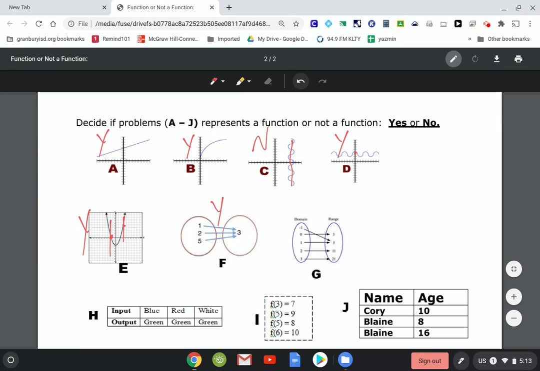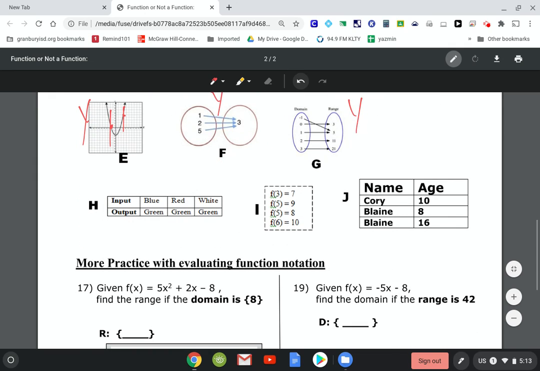Let's take a look at letter G. We have (-1, 5) as an ordered pair. Then we have (0, 3), (1, 5), (2, 11), and (3, 21). So none of the x values repeat. So yes, this is a function.